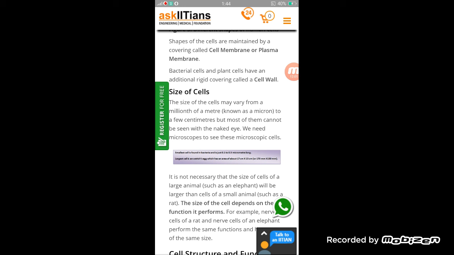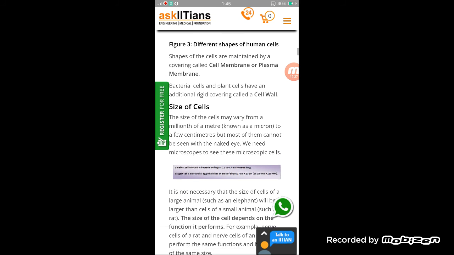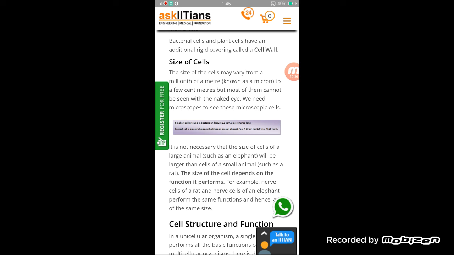Bacterial cells and plant cells have an additional rigid covering called a cell wall. And do you know why they have cell walls? Because plants cannot move from one place to another. So when strong, high velocity winds are blowing, how will they protect their cells? In their cells a cell wall is there, which gives them rigidity and the power to withstand that high velocity wind. So that's why plant cells have a cell wall, to give them protection. It is their protection cover.